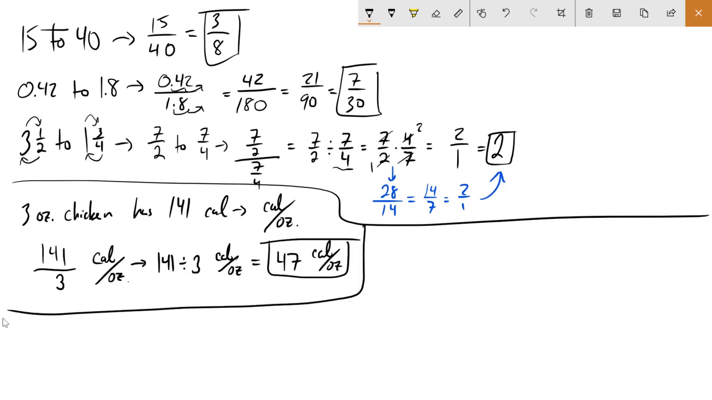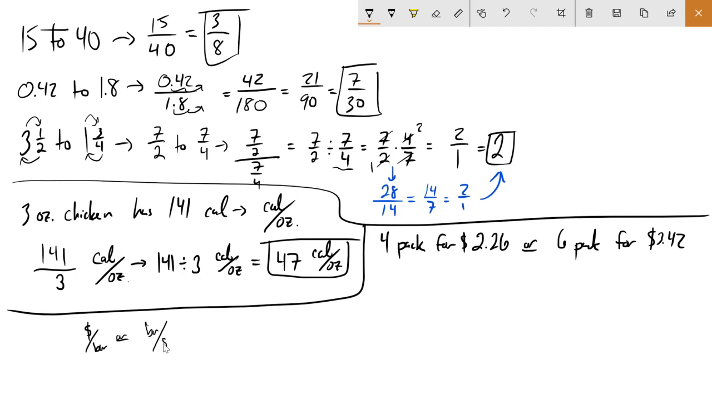All right, the next one was using unit rates to compare. The idea was that you could get a 4-pack of soap for a certain price, $2.26, or you could get the 6-pack, and that costs $3.42. And my question was, which one is the better deal? I didn't tell you which way to divide the unit rate, because you could do dollars per bar, or you could look at bars per dollar. Now, which one seems more intuitive?